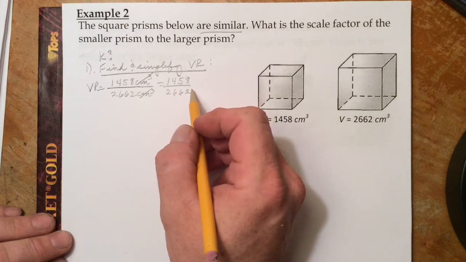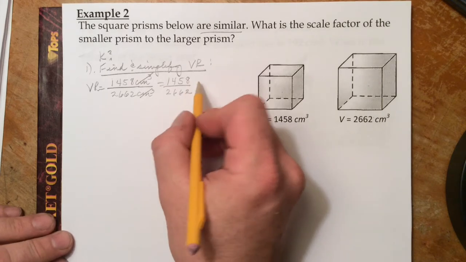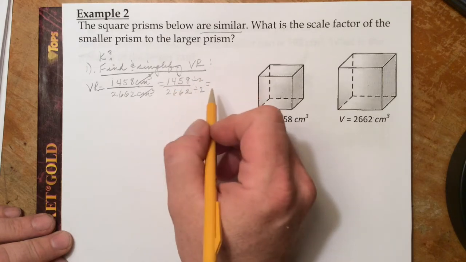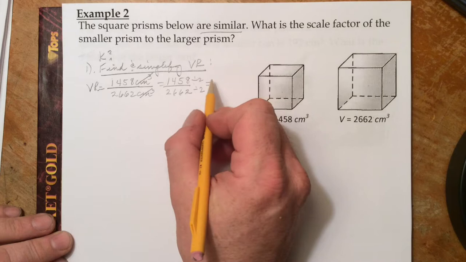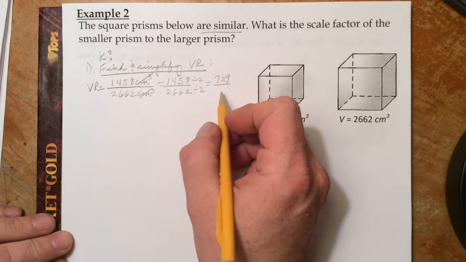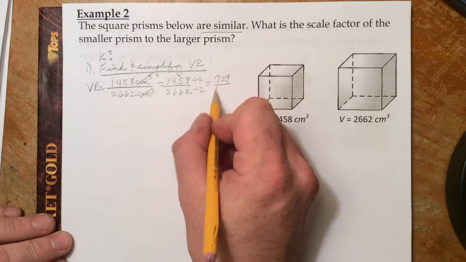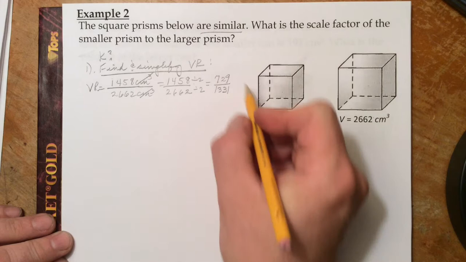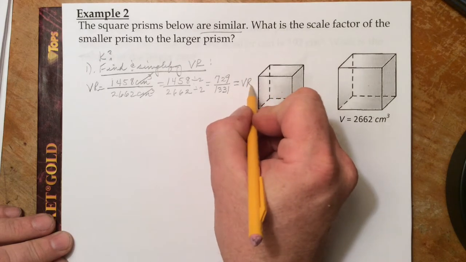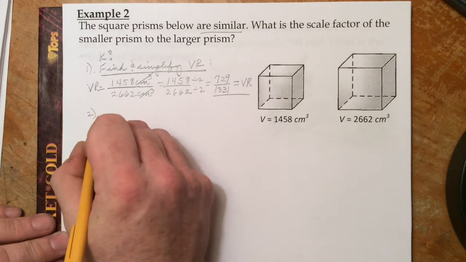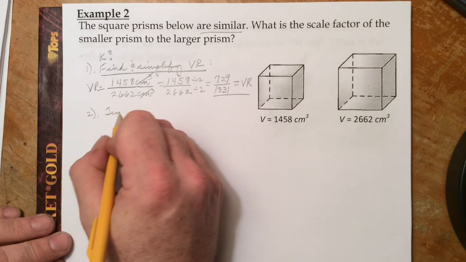This ratio will reduce at least by 2 because these are even, so we reduce by 2. When we divide 1458 by 2, we get 729. Dividing 2662 by 2, we get 1,331. And we can't reduce this any longer, so this is our VR, our volume ratio. The next thing we want to do is find or establish K.